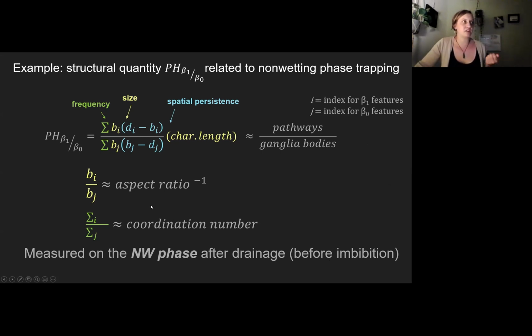And I'd point out the formulation of this structural metric is similar to other geometric values that people have used to predict trapping in porous materials. So for example, the ratio of the size of throats and bodies is something like an aspect ratio, and the ratio of the frequency of throats to pore bodies is something like a coordination number. So the novelty of this quantity is that it incorporates persistence and then it combines all of these things together in one number.